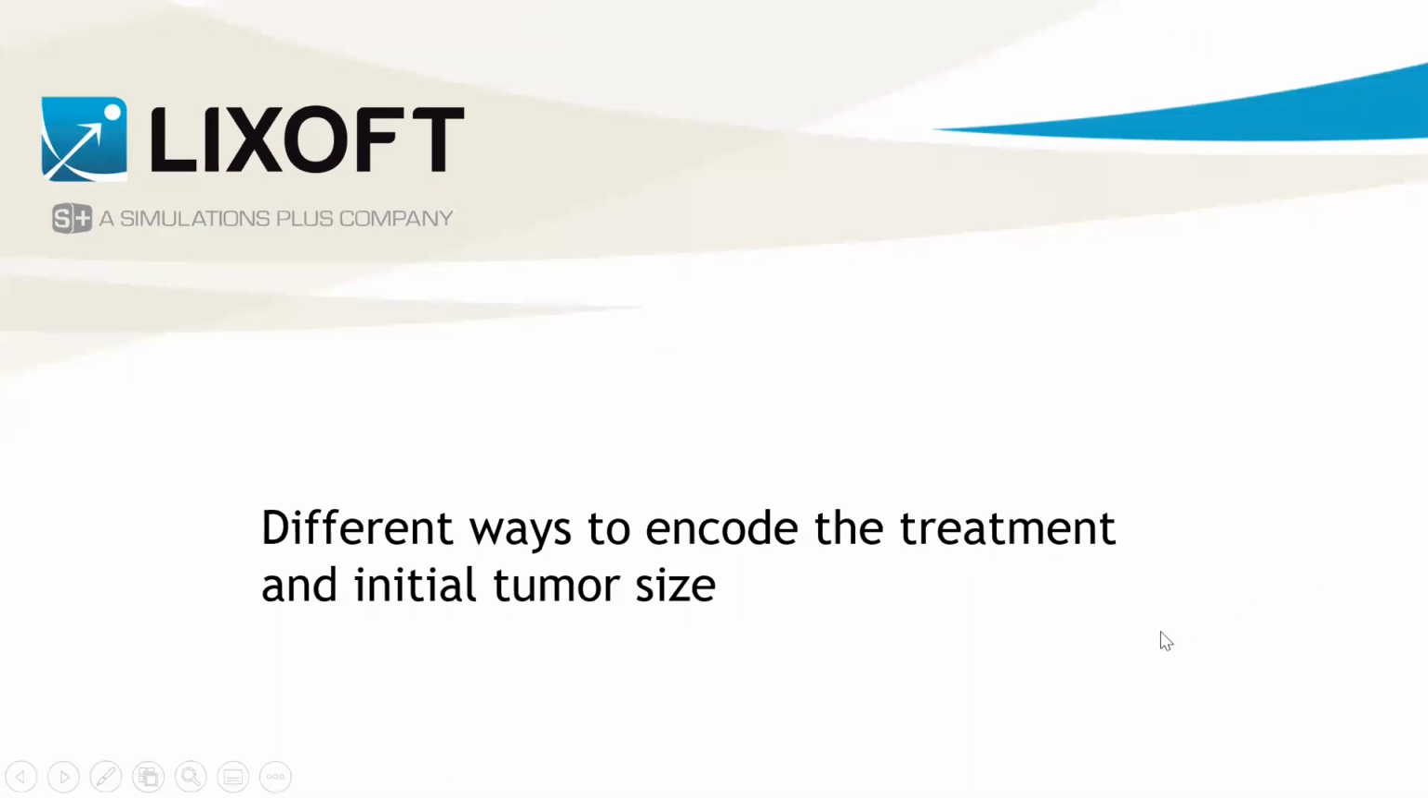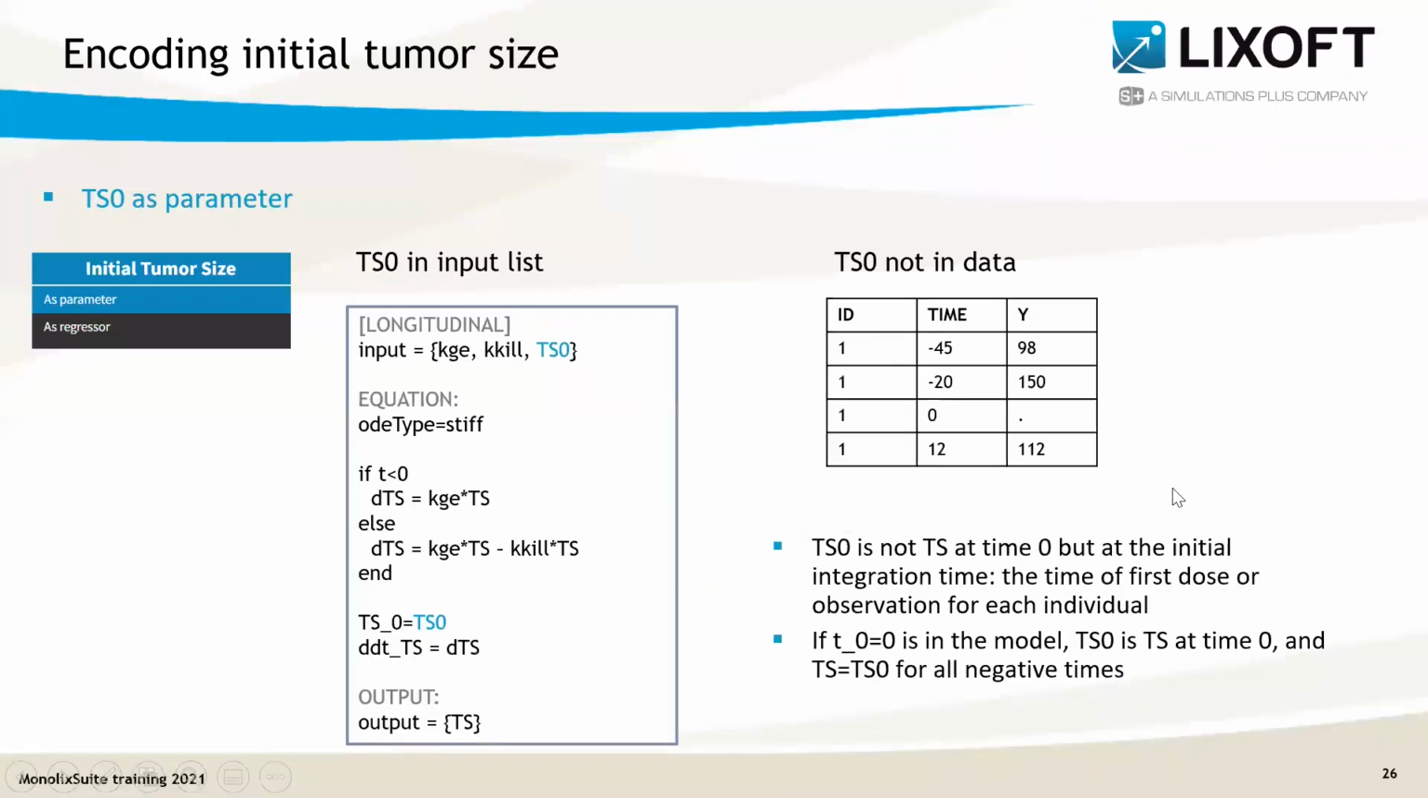Now, my next part is to detail the different ways to encode the treatment and initial tumor size in the models of the library. So we have seen that the library of models is compatible with different options to handle the treatment or the initial tumor size in the model and in the data. And these different options can be chosen depending on the situation. So I will detail them now, starting with several ways of encoding the initial tumor size.